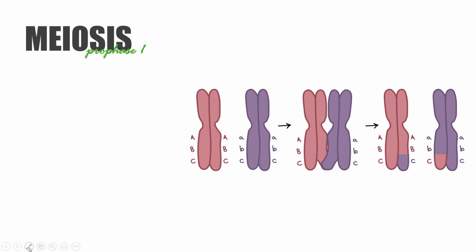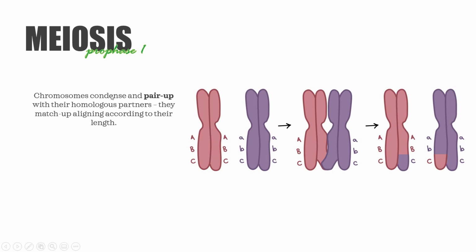Okay. So, what happened in Prophase I? Exactly. So, chromosomes condense, such as this one, nag-condense sila, and they pair up. Okay, so remember the term pair up. With their homologous partners. They match up, aligning according to their length. So, ito pala, si red chromosome, si blue chromosome, hindi ko talaga sure kung ano bang kulay nito.